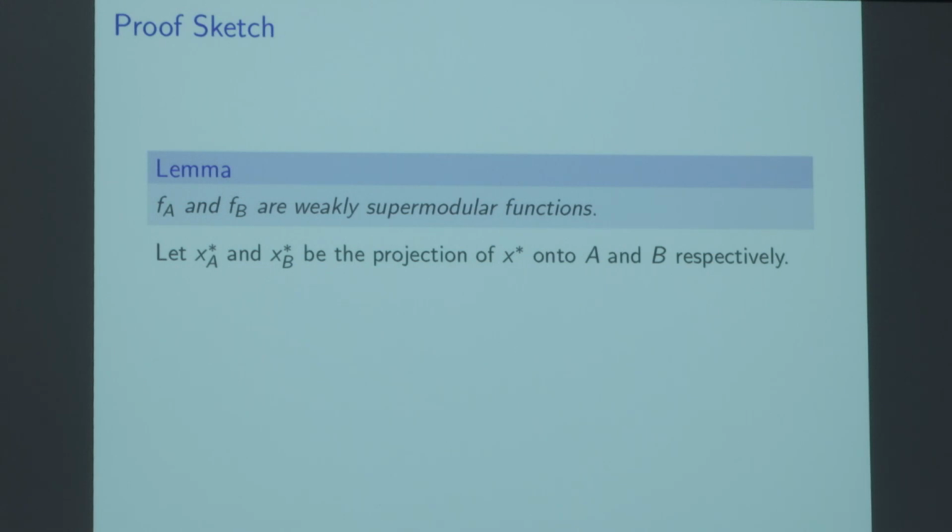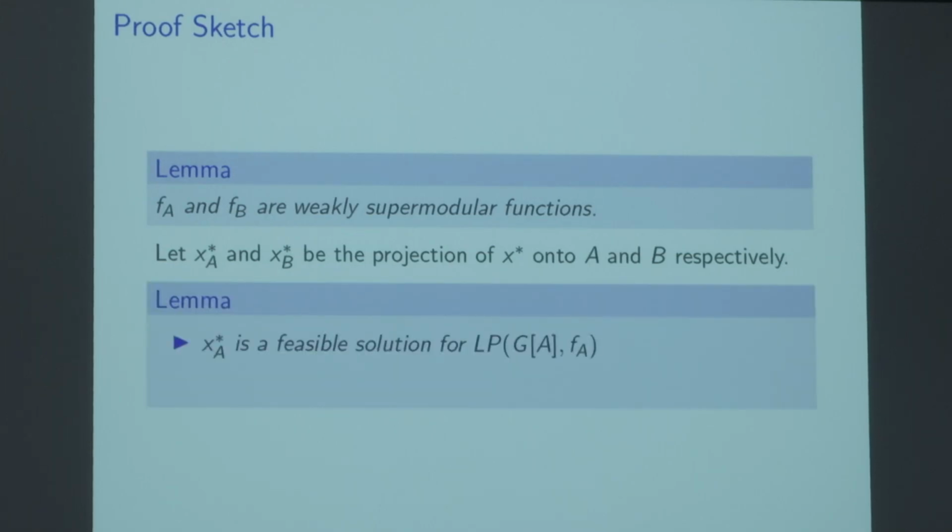So you can easily define a projection x star A and x star B of the solution x star onto A and B. And again, it's very easy to verify that these two projections are feasible solutions for the LP on the induced subgraph on A with function value fA, and the induced subgraph on B with function value fB. Okay, so this is clear. This is important.